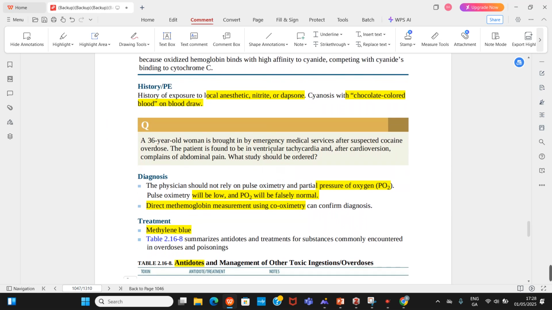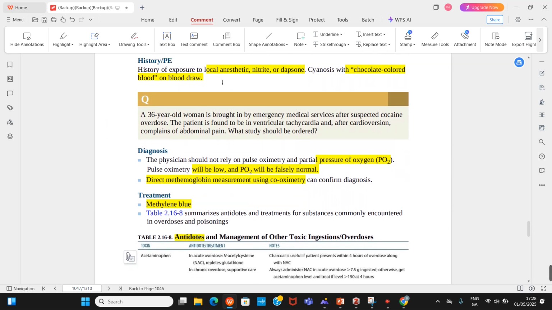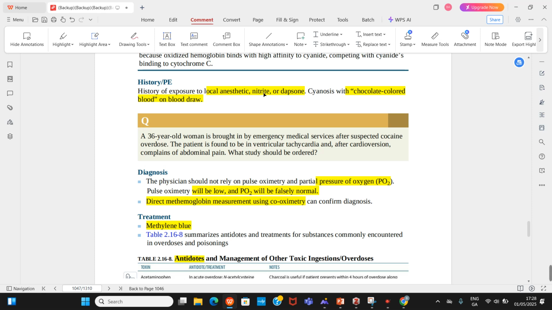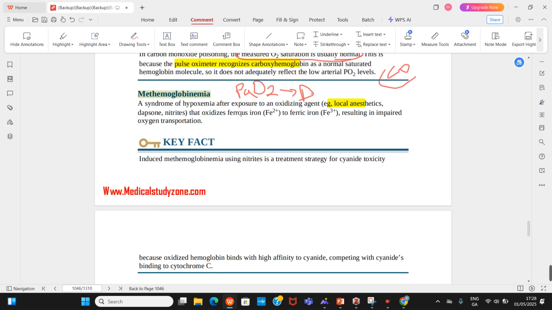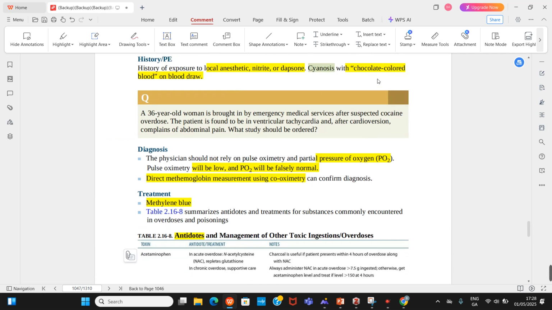They are going to tell us that the person has been exposed to local anesthetic agents, lidocaine and all those things, nitrite or dapsone. And the person is going to be cyanotic, with chocolate-colored blood. That blood is going to appear very dark, like chocolate. Think about MET once you see that. Always think about methemoglobinemia when you see that colored blood.